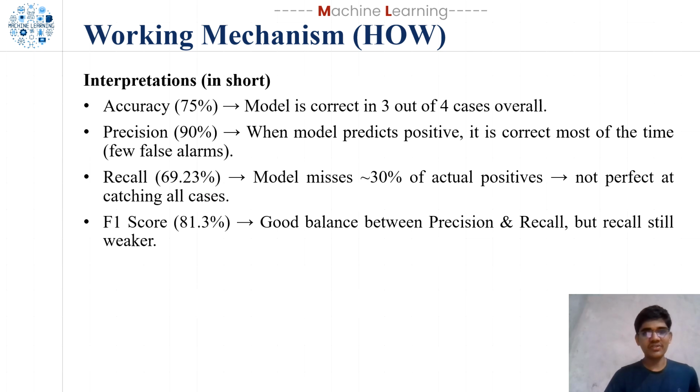Now, interpretations. Accuracy is 75%, so the model is correct in 3 out of 4 cases overall. Precision is 90%, which means it has few false alarms. Recall is 69.23%, so the model misses 30% of actual positive cases. And F1 score is 81.3%, so there is a good trade-off between precision and recall. But recall is still weaker.